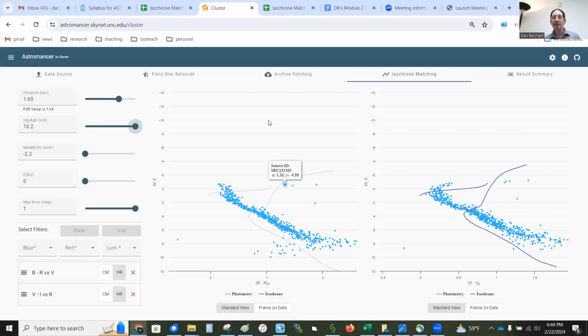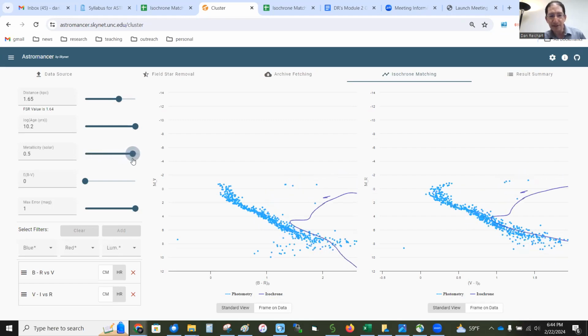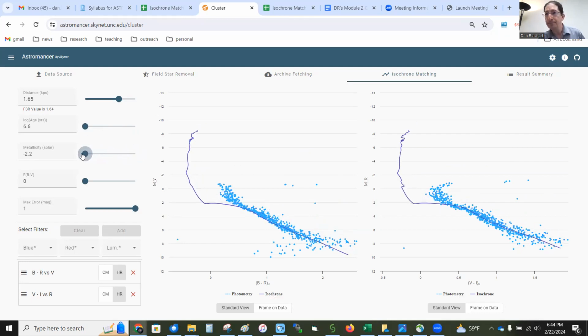And what the metals do is change the opacity of the gas, how easily light and heat can escape. It affects the structure of the stars, so it changes where the isochrones are. For example, I'll increase the metallicity from -2 out to 0 or even higher, and you see how the isochrones changed. Or I'll go down to a young cluster and show you, there are changes there as well. So metallicity can't be ignored. It changes the location of the isochrones.